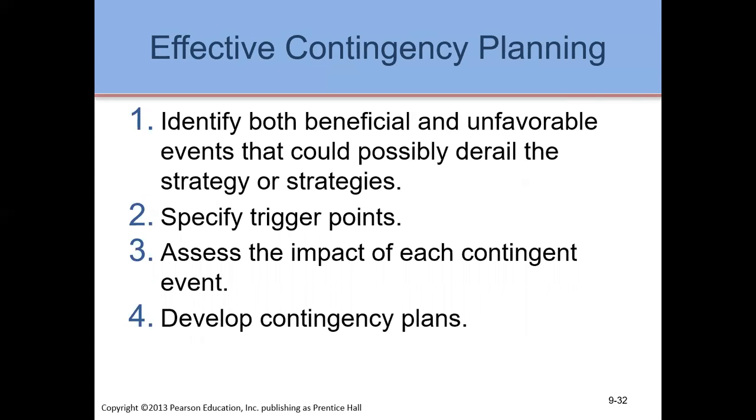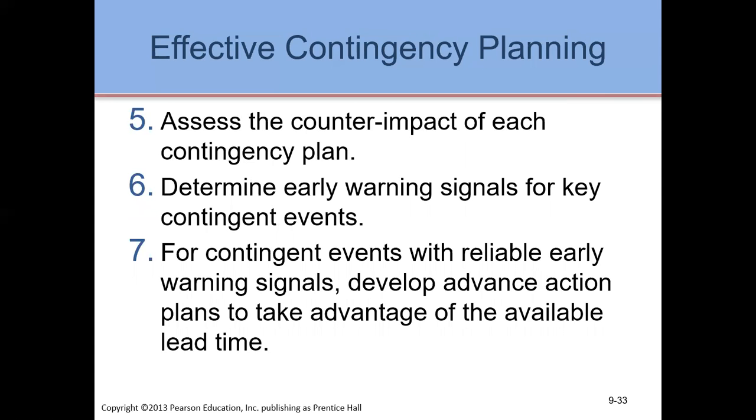Now there are certain tips for effective contingency planning. The first tip is to identify both beneficial and unfavorable events that could possibly derail the strategy or strategies. Specify trigger points, assess the impact of each contingent event, and develop contingency plans. Further tips are: assess the counter impact of each contingency plan, determine early warning signals for key contingent events, and for contingent events with reliable early warning signals, develop advanced action plans to take advantage of the available lead time.